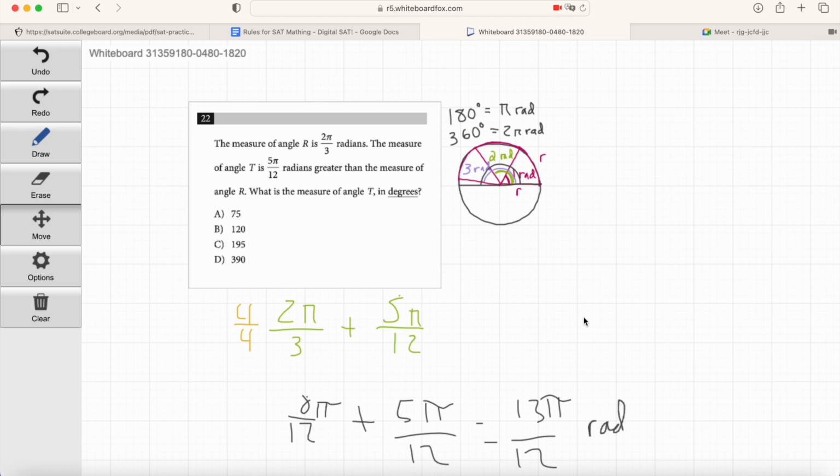Now, we've got to convert that to degrees to find the right answer. But before we do that, I want to take a look at this term, 13 pi over 12 radians. 13 over 12 is really close to 1. It's going to be a little bit bigger: 12 over 12 is 1, but 13 over 12 is just a little bit bigger than 1. So that's just a tad bigger than pi radians. Does that make sense?